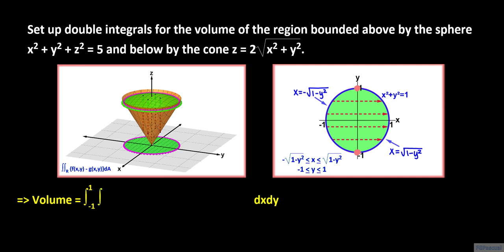Then we write the inner integral for x, which is the first variable of integration. X goes from minus the square root of 1 minus y squared to the square root of 1 minus y squared.